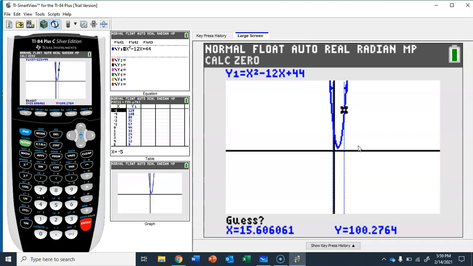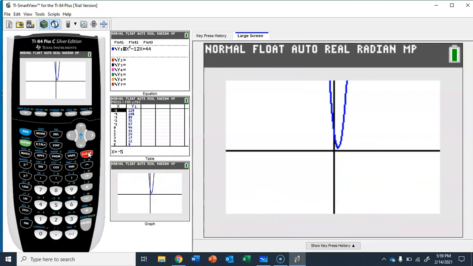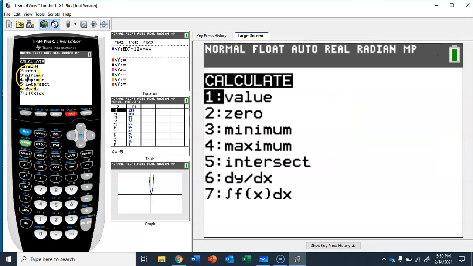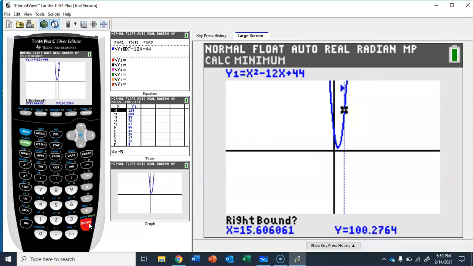All right, but one thing we could do on this one, let me hit clear, is let's go get the vertex. Because it's facing upward, our a was equal to +1. We do have a minimum because it's facing upward. So let's figure out the coordinate of the vertex. I'm still going to hit second trace. I'm going to go to the option that says minimum, option 3, hit enter. And there I messed up a little bit, double clicking enter, but there's right bound.